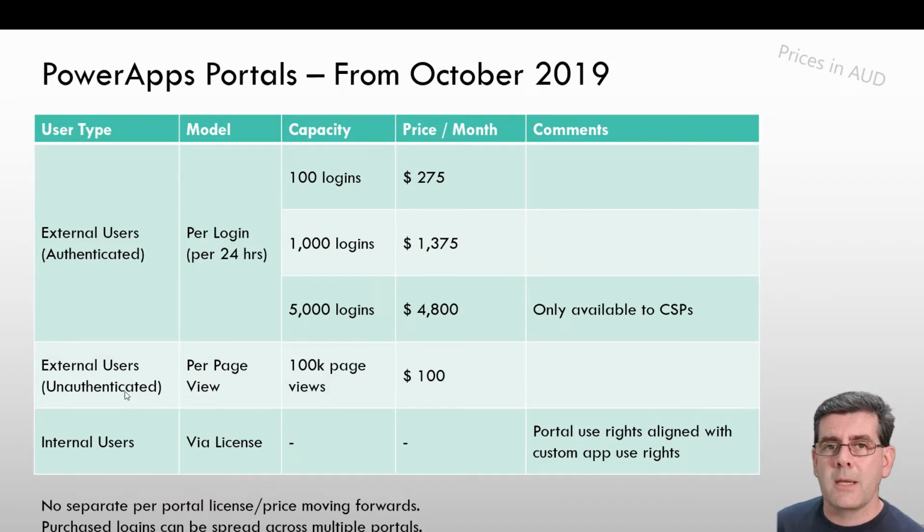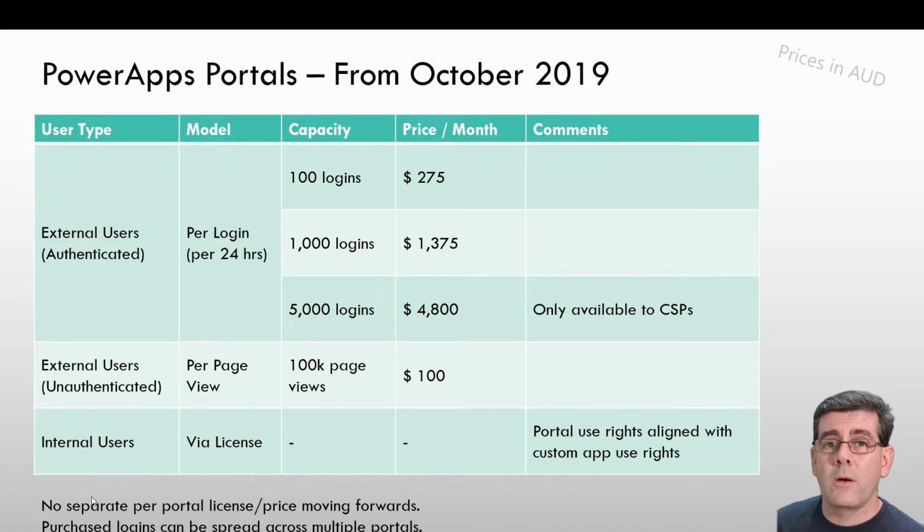If the external users are coming in unauthenticated, so just browsing through your site without having to log in, then they're charged effectively on a per page view license. So in this case, you can buy 100,000 page views for 100 Australian, and that's going to cover your unauthenticated users. Lastly, if you've got internal users accessing the portal, then they're bound by whatever their Dynamics license gives them, or their PowerApps license, in fact. So it doesn't give them any more rights than what they're allowed to access under those licenses.